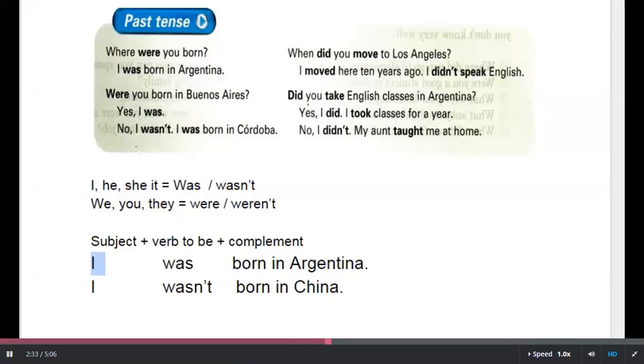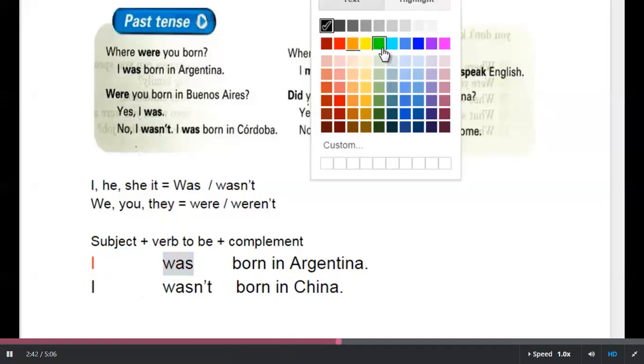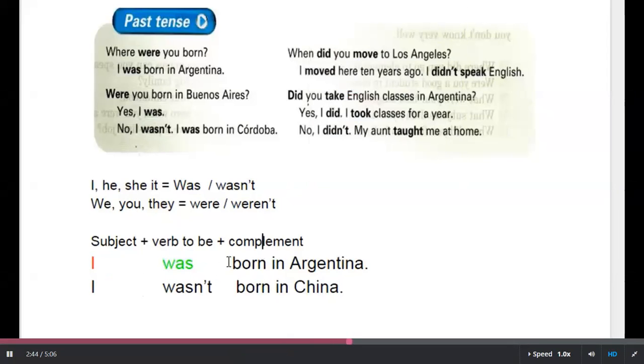And what I want to do at this time, I just want to quickly color that. I'm going to color the subject in red. And I would like to color the verb in green. And then the complement, I'm just going to go ahead and color that in a different color. It could be any color. The only thing that I want you to notice is that we have a subject at the beginning that follows the verb to be, and then that follows some sort of complement in order for us to make the positive statements or the negative statements.